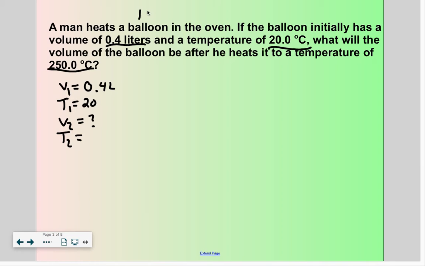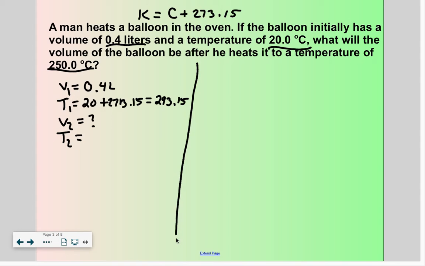So if I wanted to get Celsius to Kelvin, if I wanted to get Kelvin, then I know that I have my Celsius, and I'm going to add what to it? Good. You're going to add 273. Don't forget about the decimal, 0.15. So I'm going to add 273.15, and that's going to give me 293.15.